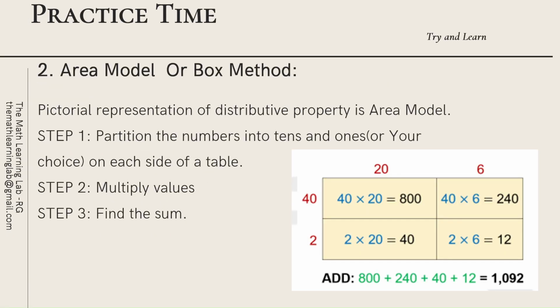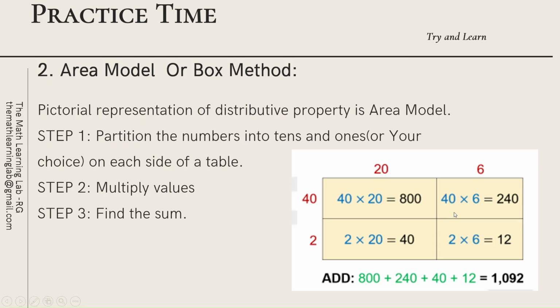Area model or the box method. It's a pictorial representation of the distributive property, the area model for me. So step 1, partition the number into tens and ones depending on your choice. Represent these numbers on the sides of the table. Multiply those values, or you can say calculate the area of each rectangle, and add all the areas, you will have the sum. For example, here they are doing 26 times 42.